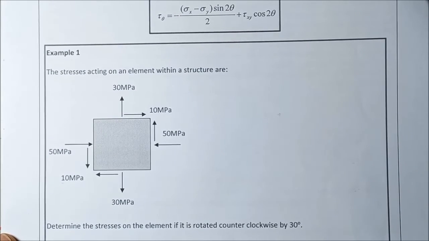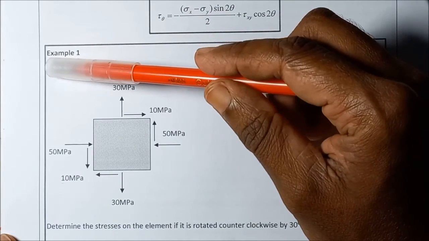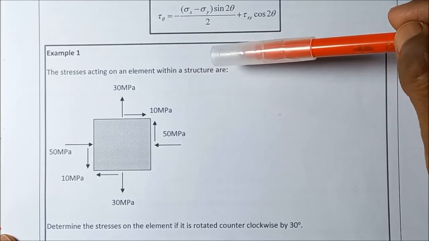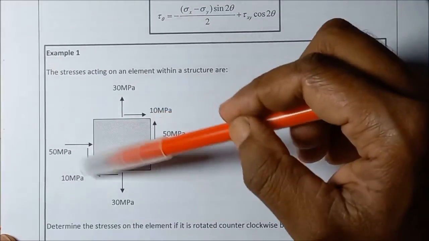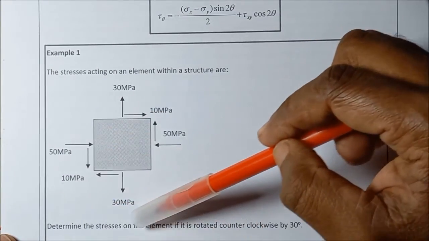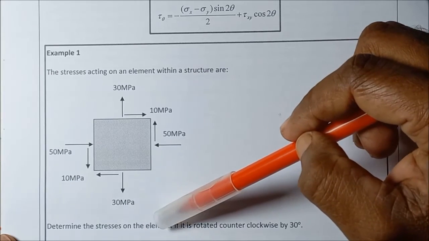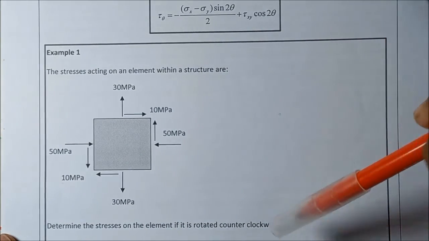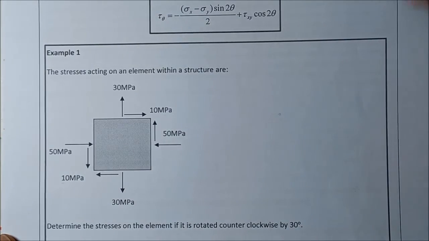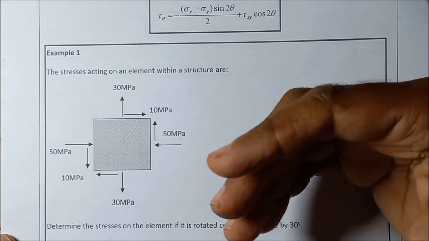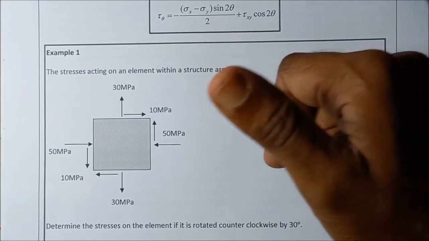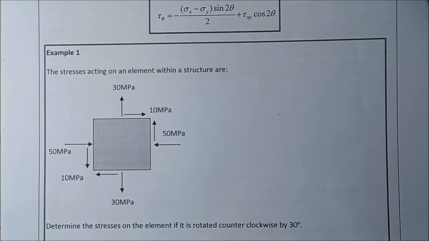Okay, this is the example we are going to discuss. The stress acting on an element within the structure is given this way. Determine the stress on the element if it is rotated counterclockwise by 30 degrees. That means we have to find the stress acting on a 30-degree inclination angle. Okay, let's see how to do this problem.